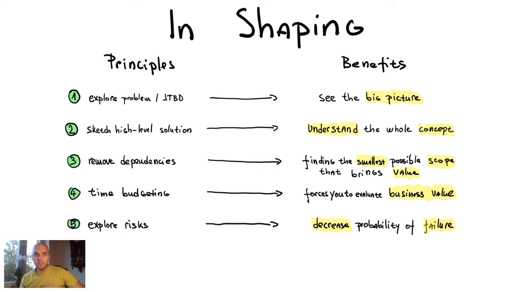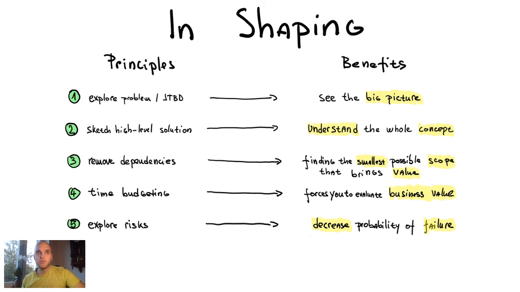So what principles should the product people follow here? We already discussed the first one: they should really try to explore the problem and the jobs to be done statement, what we are trying to solve here. And the benefit they get is that they see the big picture, because it's not like, okay, we are doing this widget, but we know why we are doing this widget, for whom, and what kind of problem we will solve for them.